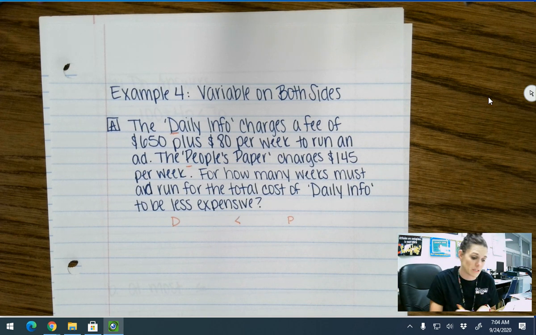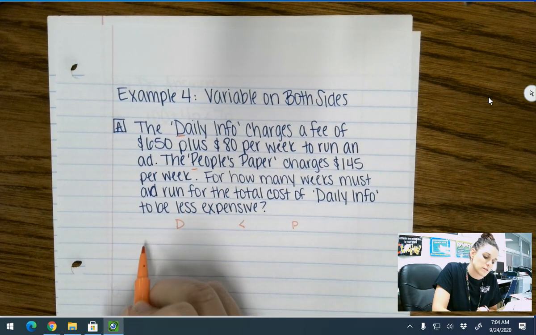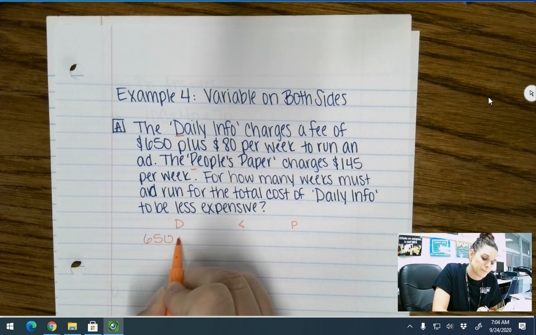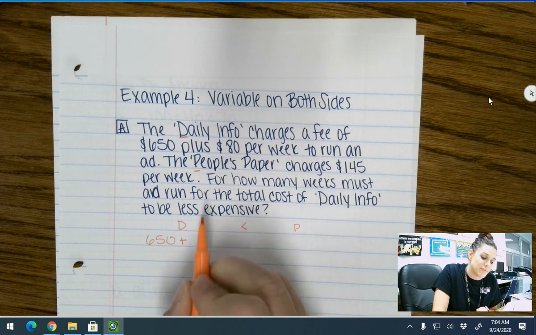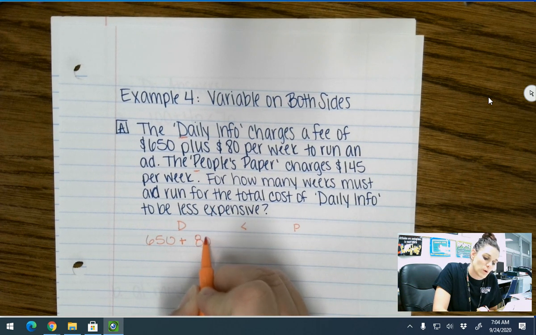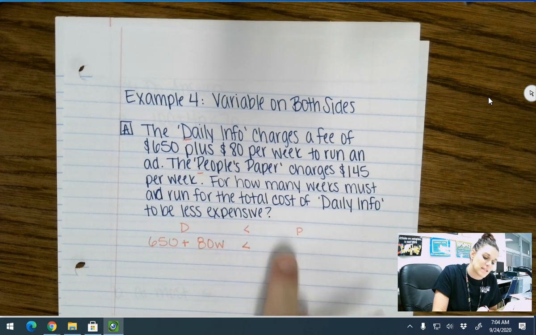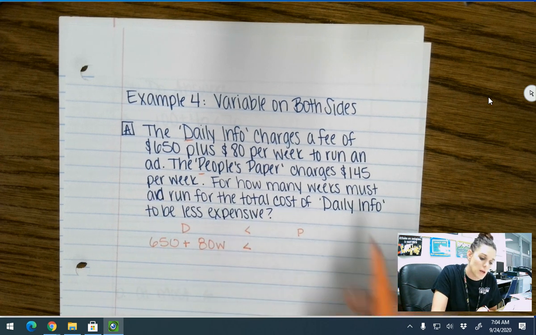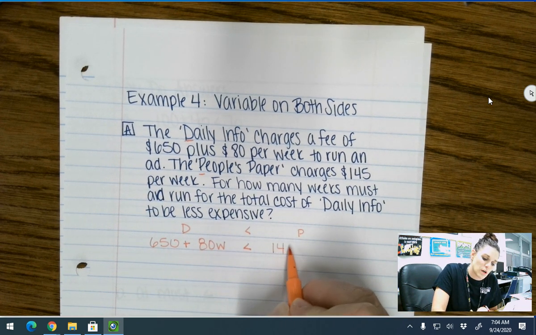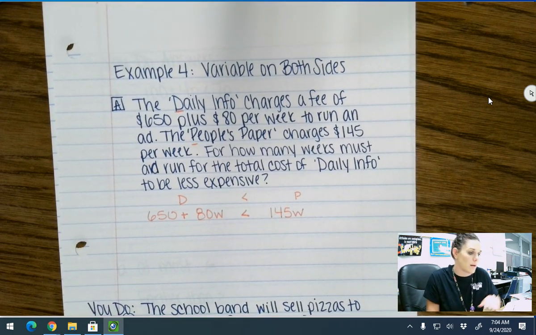Now we're going to build this expression. Daily Info has a fee of $650 plus $80 per week. Because of this per, that's how I know my variable is going to go with it. That has to be less than People's Paper, and People's Paper is $145 per week. There's no extra to it, so it's just $145W. So there we have our setup.